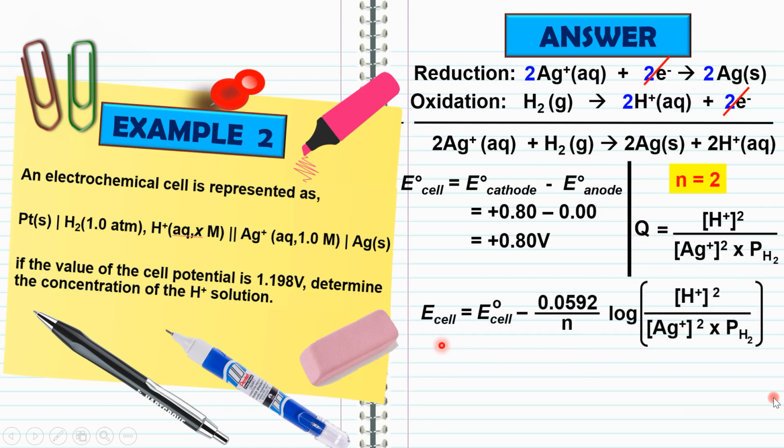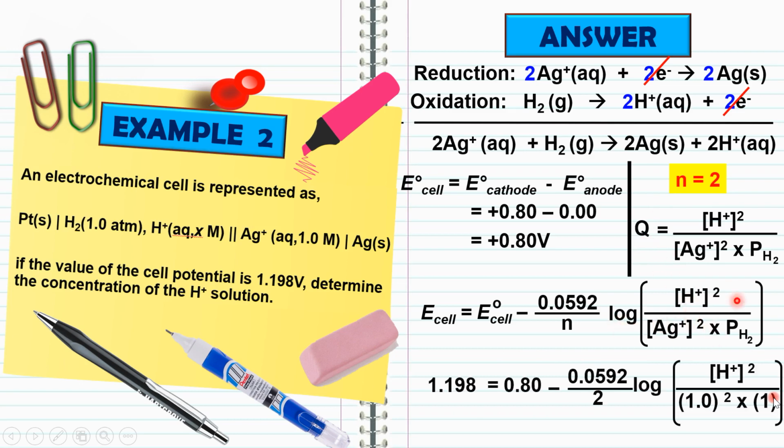Next, write the Nernst equation. This is the Nernst equation, and you have to substitute the Q. You cannot write generally log Q, so you have to define Q. Let's substitute all the values here. And finally, you get the concentration of H plus ion is 1.9 times 10 to the power of negative 7 molar.